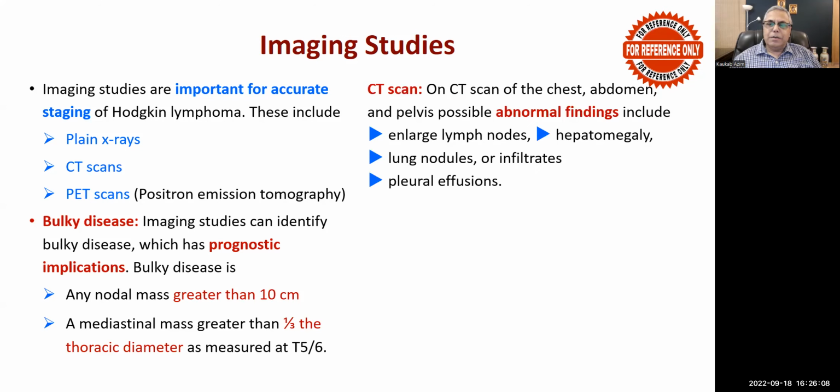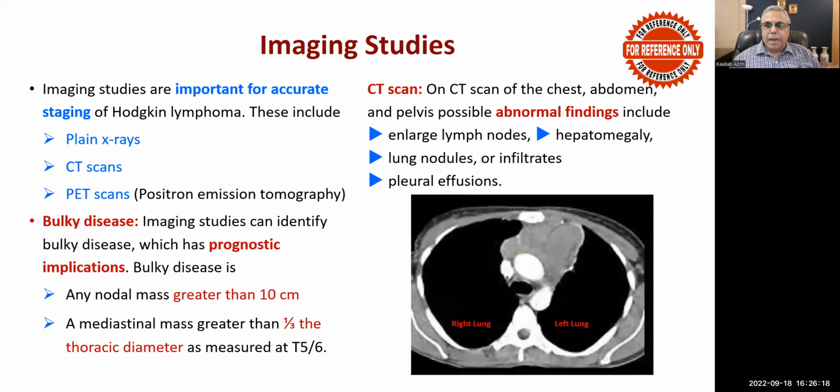Now, CT scan of the chest can identify enlarged lymph nodes or pleural effusions or lung nodules or infiltrates, right? And this is a CT scan which shows you the right lung and the left lung, okay? It's a big tumor, a big lymphoma over here.